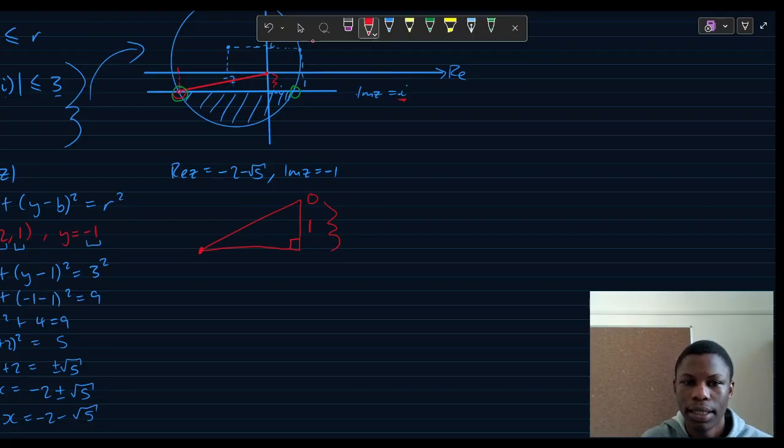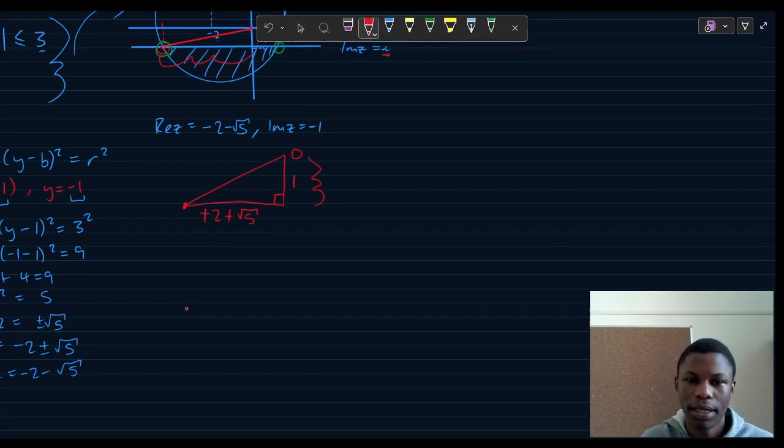And then the real part of z there will be this distance, negative 2 negative root 5. That's this distance there, negative 2 negative root 5. And again, if we're looking at it as a measurement, we can just take this as 2 plus root 5. So plus 2 plus root 5. And then we can use Pythagoras to find the distance of that.